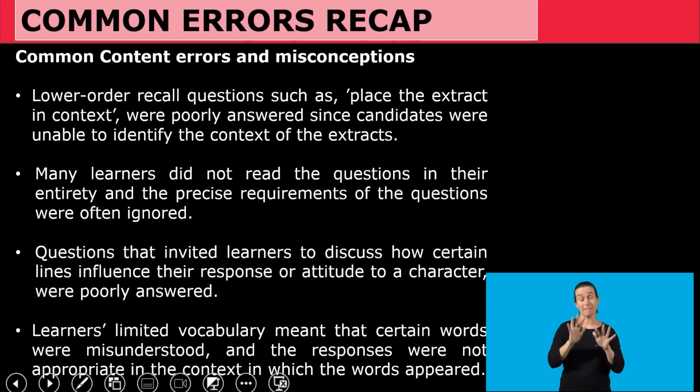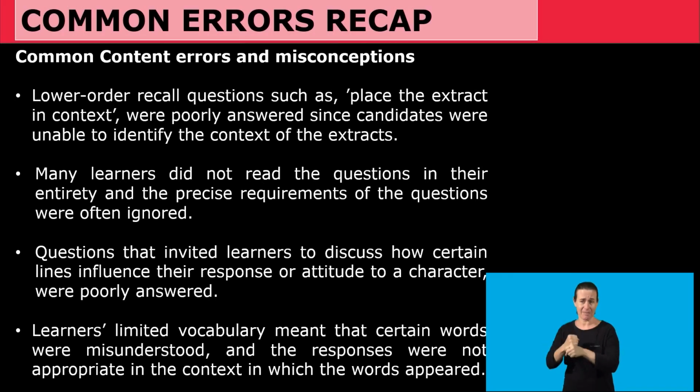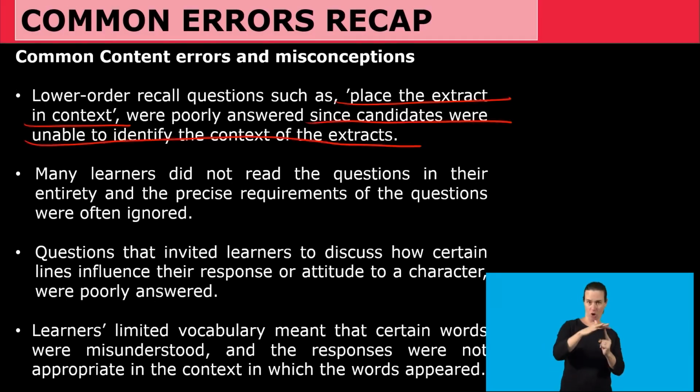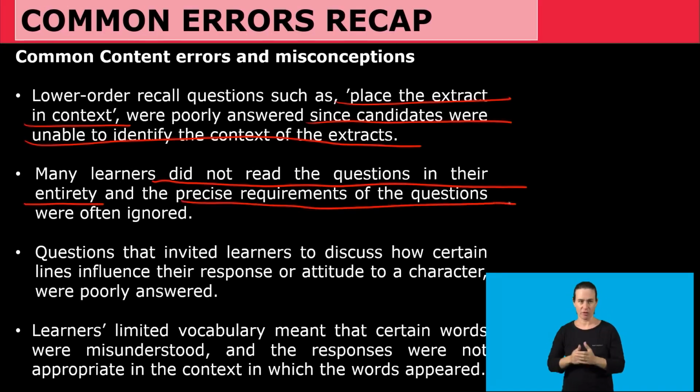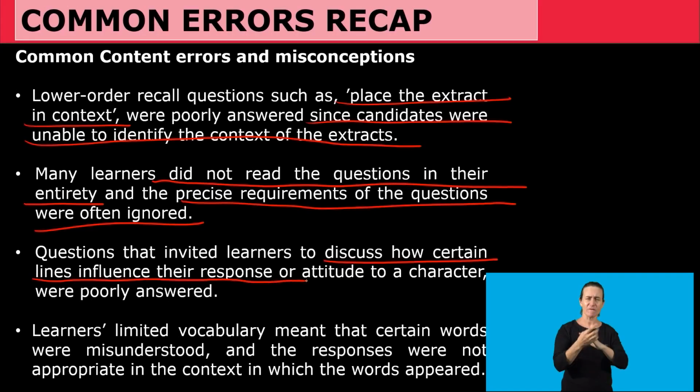Here were some of the common errors made in the writing of Paper 2. Lower order recall questions such as place the extract in context were poorly answered, since candidates were unable to identify the context of their extracts. Many learners did not read the questions in their entirety, and the precise requirements of the questions were often ignored. Questions that invited learners to discuss how certain lines influence their response or attitude to a character were poorly answered.